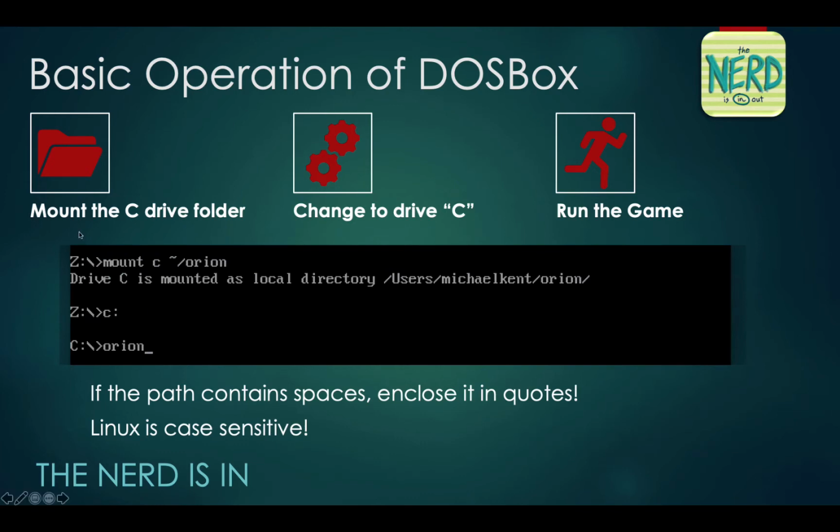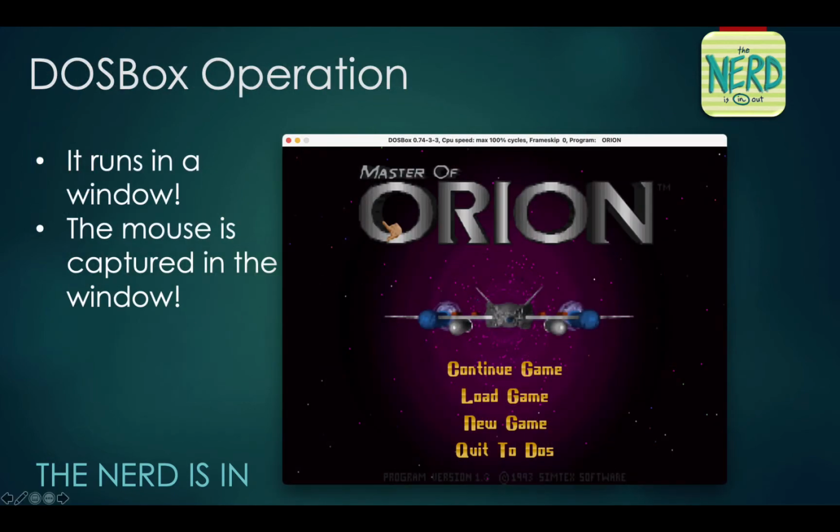So the first thing we have to do is mount the virtual disk drive C folder. So in this case, I'm saying mount disk drive C as tilde Orion. I have the game Master of Orion in my home folder. That's what tilde means. Once I've done this, it says it's mounted, and you can see it's users, Michael Kent, Orion, and then I can say C colon to switch to that virtual disk drive C, and then to run the actual game, the application is called Orion, and I type that in, and it will run the game, and it will start running in a very small window.